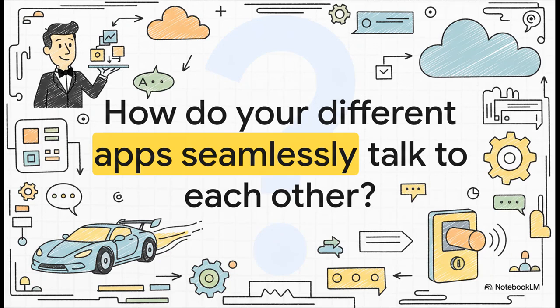I mean, have you ever stopped to wonder how that actually works? How does your food delivery app pull up a map from Google, process your payment through Stripe, and send you a text message all in one perfectly smooth transaction? Well, the answer is this incredible symphony of different APIs, all working together behind the scenes.